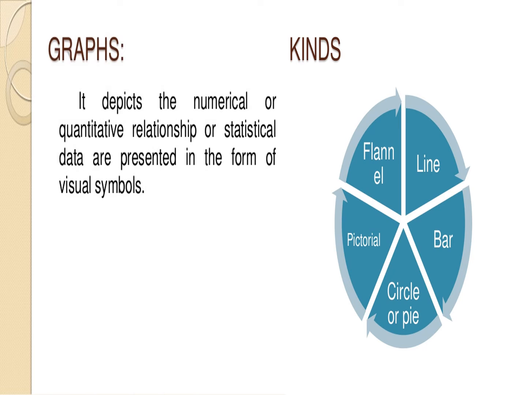You can see the graphs which are shown here: the line graph, bar graph, circle or pie graph, a pictorial graph and a flannel graph. It depicts the numerical and quantitative relationship which is presented in the form of visual symbols.